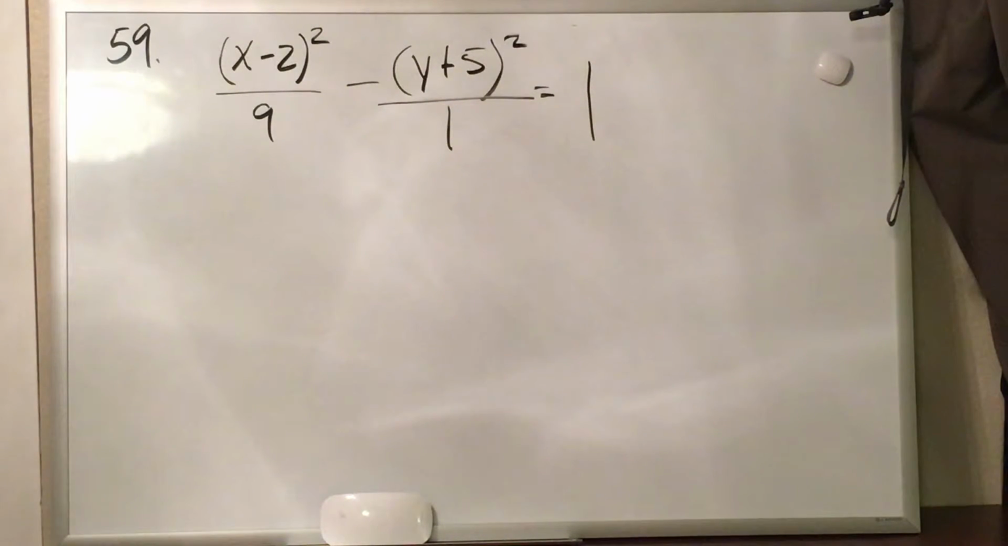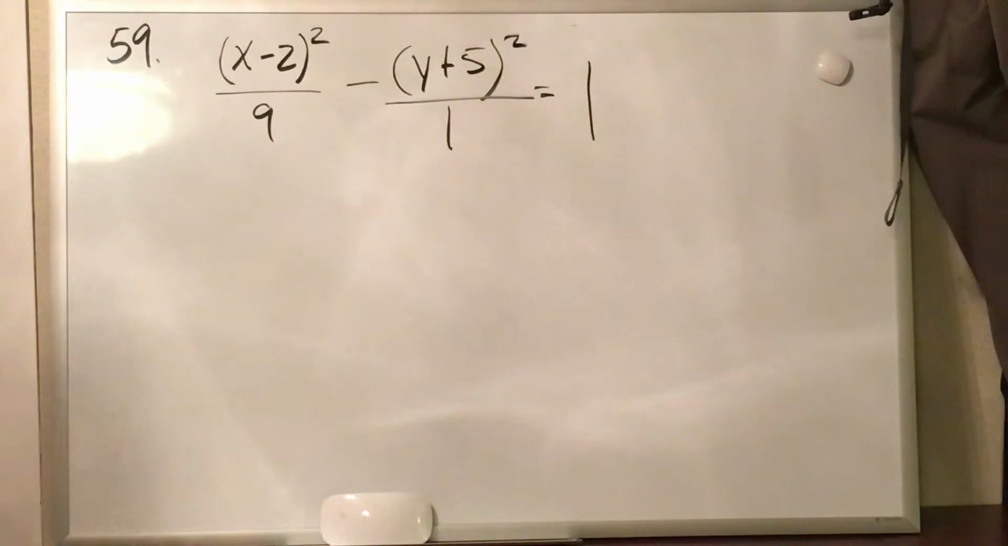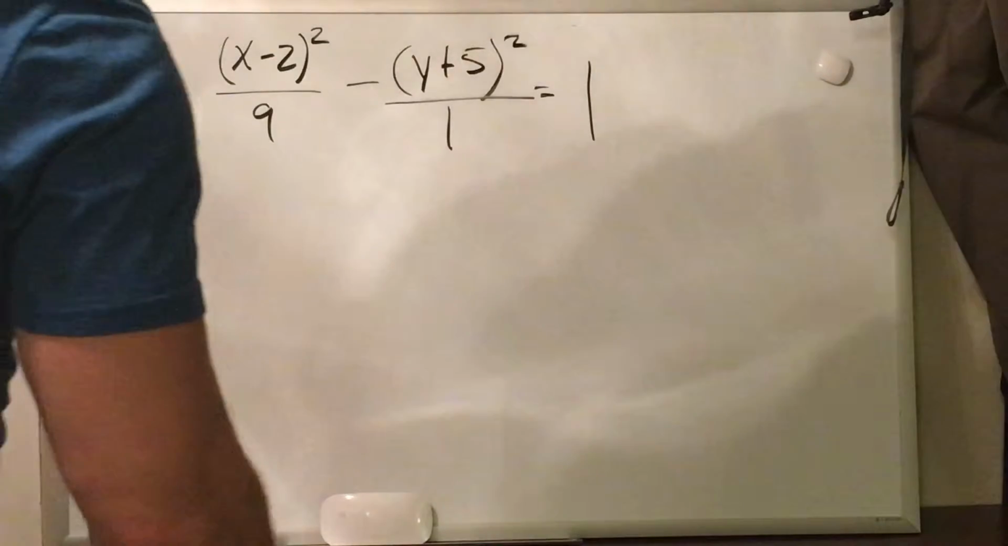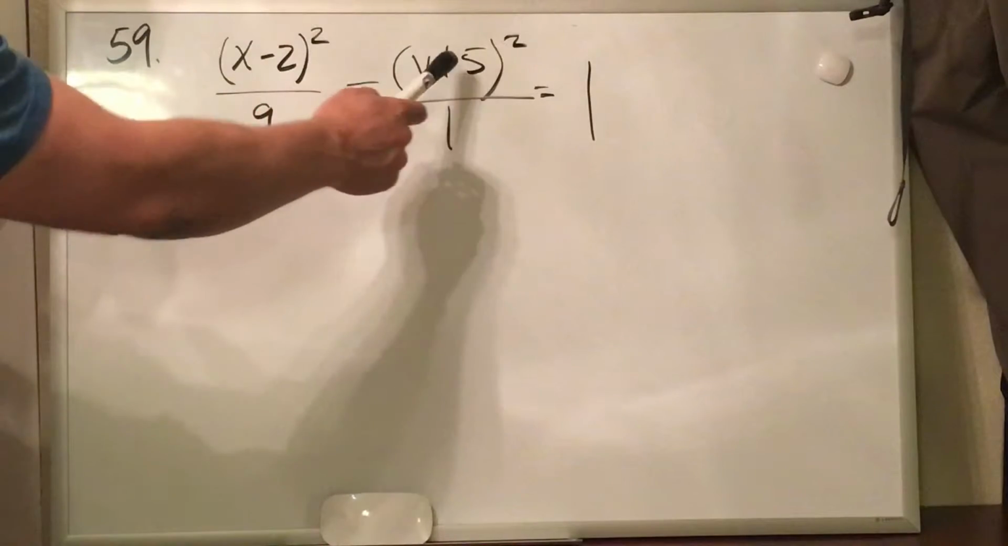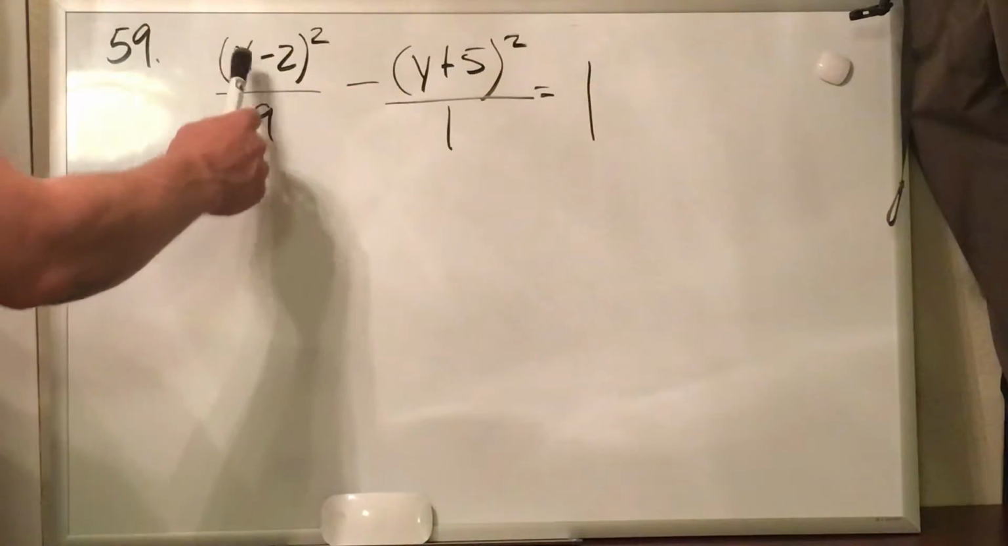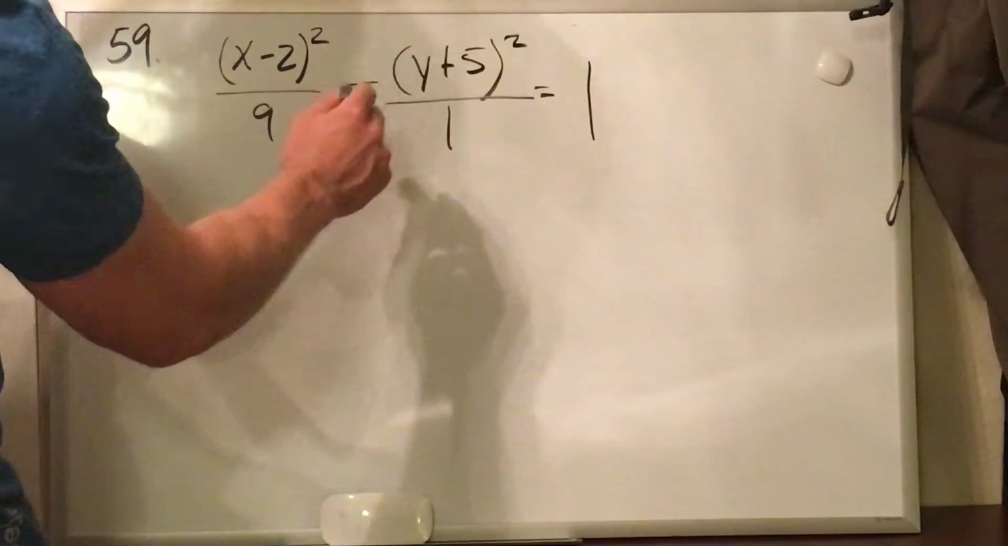Okay, math problem number 59. We have the quantity x minus 2 squared over 9 minus the quantity y plus 5 squared over 1 equal to 1. Because of this subtraction sign, we know this is going to be a hyperbola function. We have some translation due to the minus 2 and the plus 5. You can relate this to x minus h, y minus k, giving us our center.